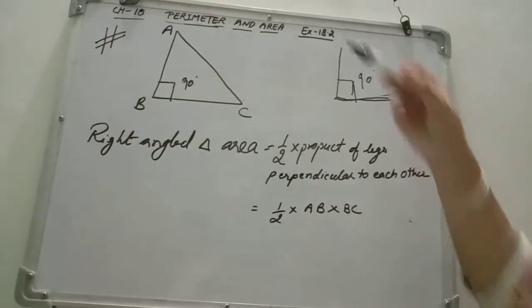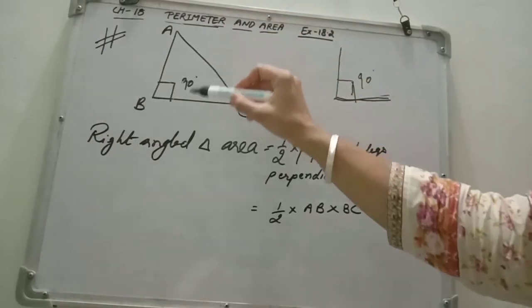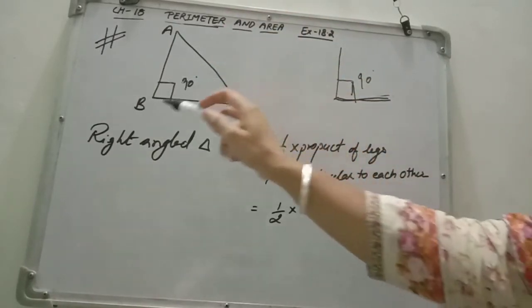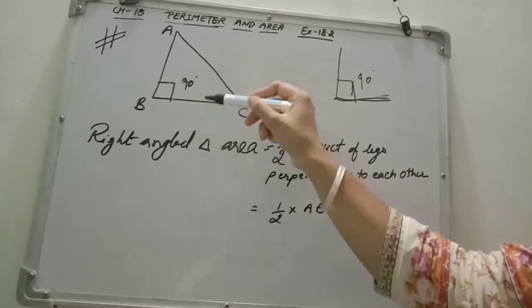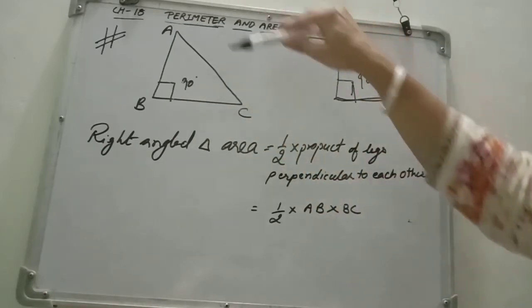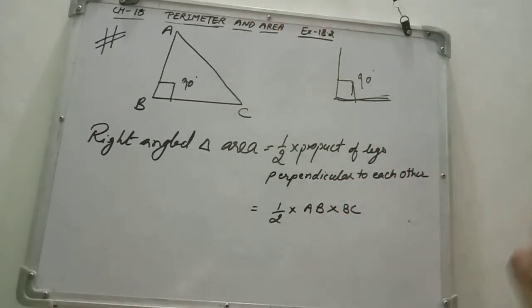So here you can see AB is making a 90 degree angle and also CB or BC is also making a 90 degree angle. But AC is not making a 90 degree angle because it's not a straight line. So our formula is 1/2 AB into BC.